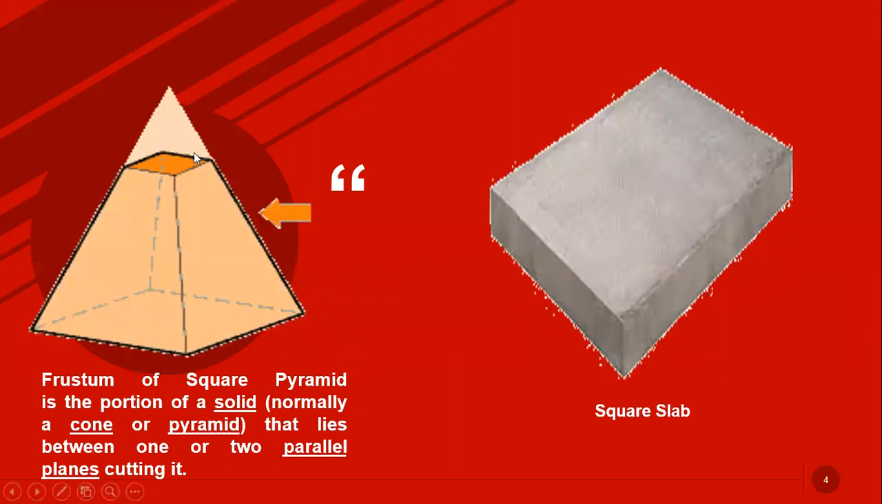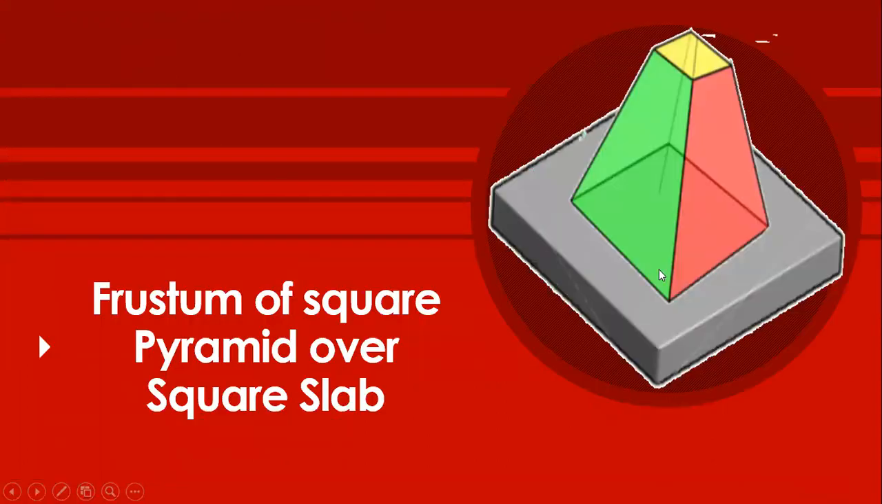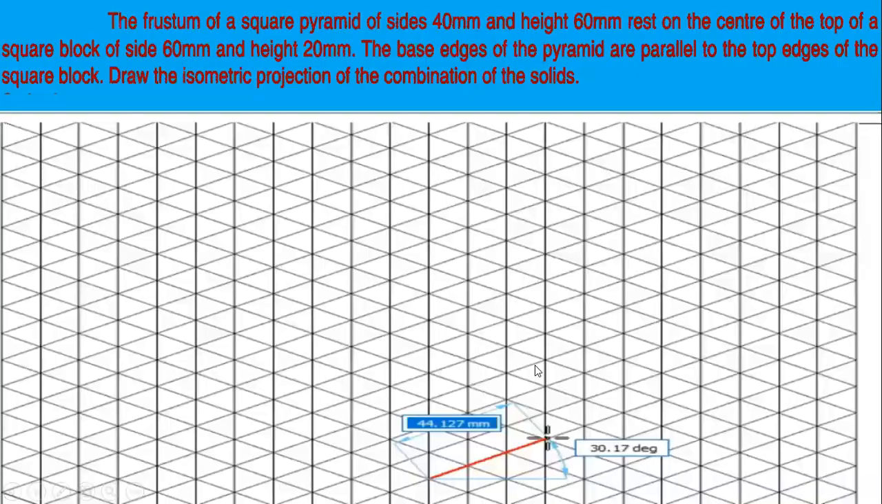So the frustum of a square pyramid: the base of that pyramid is equal to 40 mm, the top surface is equal to 20 mm and the height is equal to 60 mm. The square slab measures 60 by 60, height is equal to 20 mm. So when you place it, this is how it looks from the three-dimensional view.